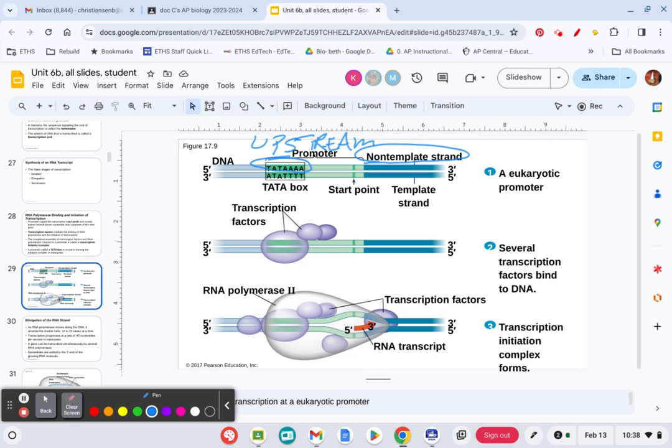And then here's my little bubbles, which are my transcription factors that help hold my RNA polymerase in place. So the RNA polymerase is going to recognize that TATA box, and it's going to land in that area that's just upstream. This is where we're going to actually start transcribing, right here. But it has to land before that so it can start its job at the very first letter of the DNA.